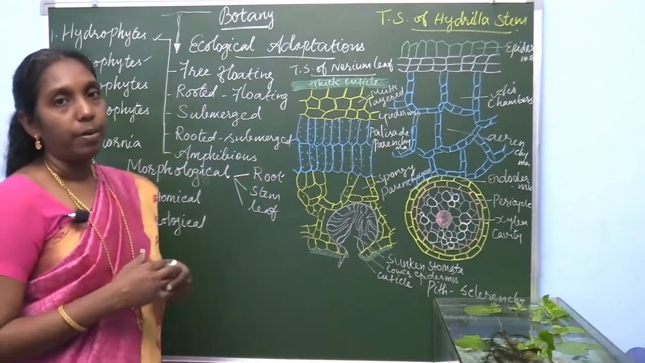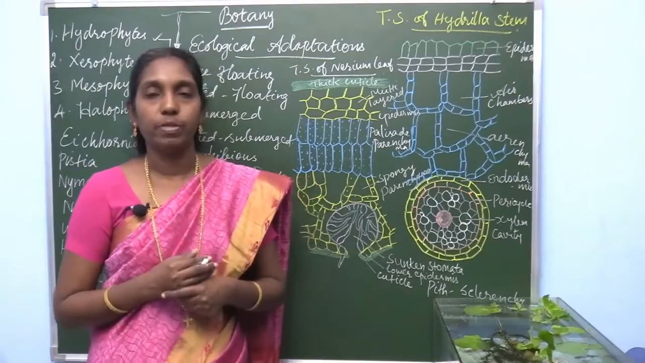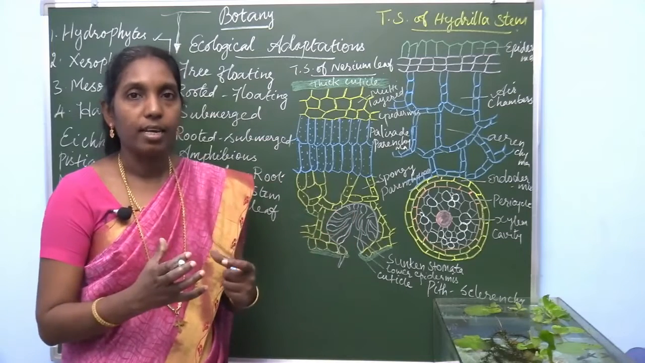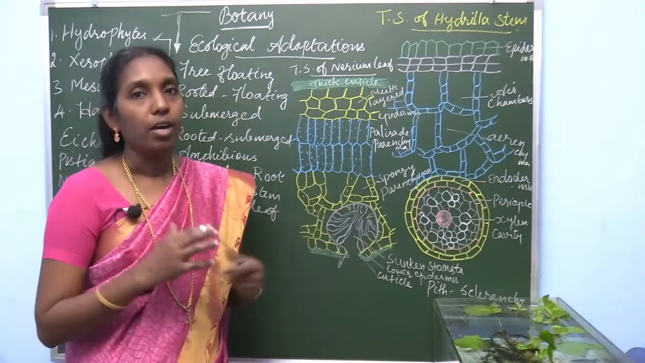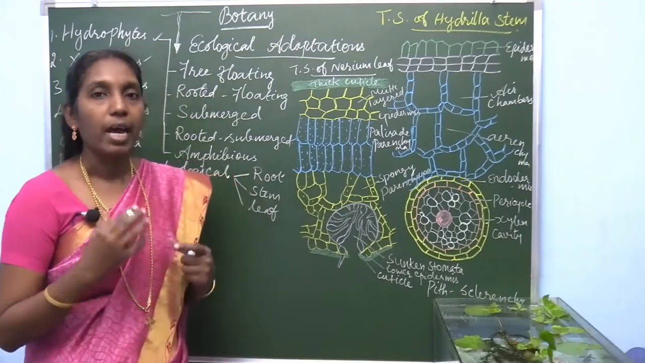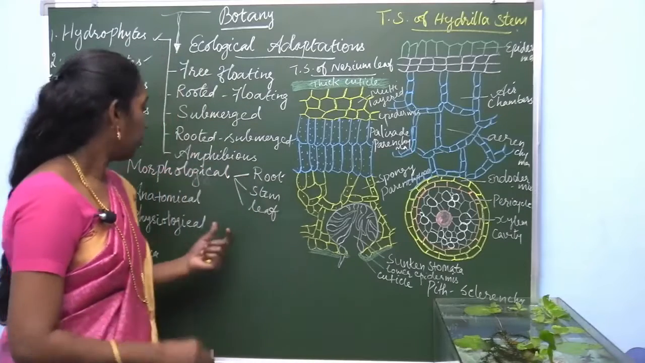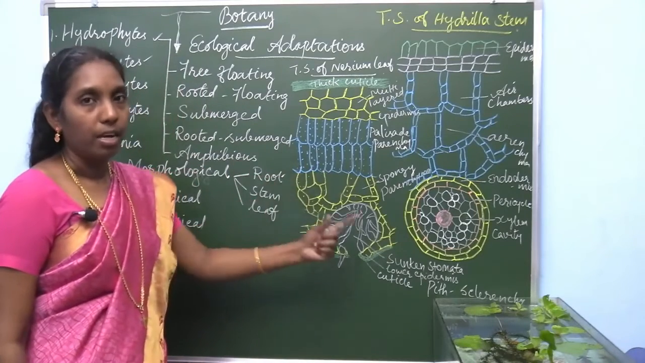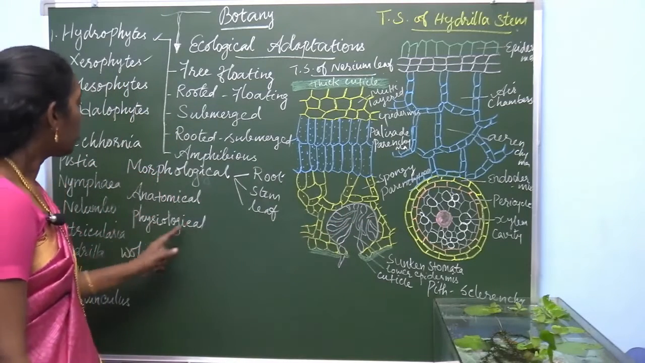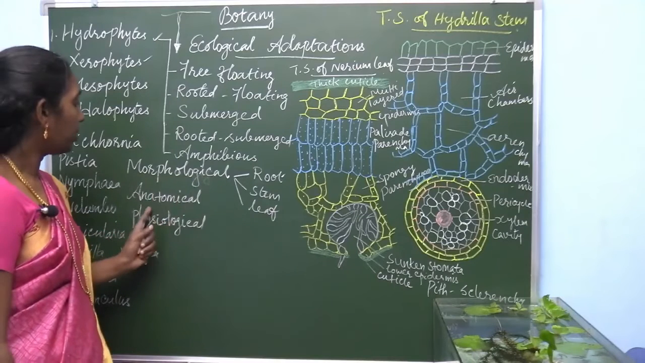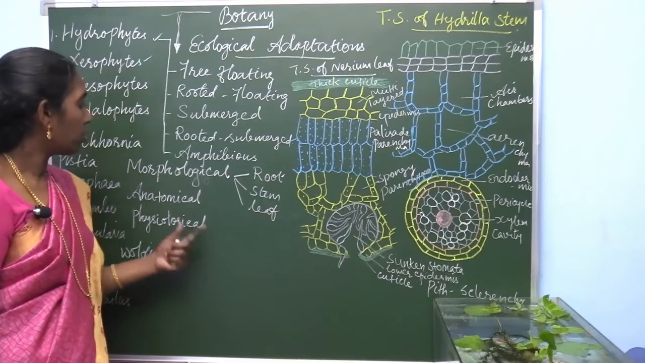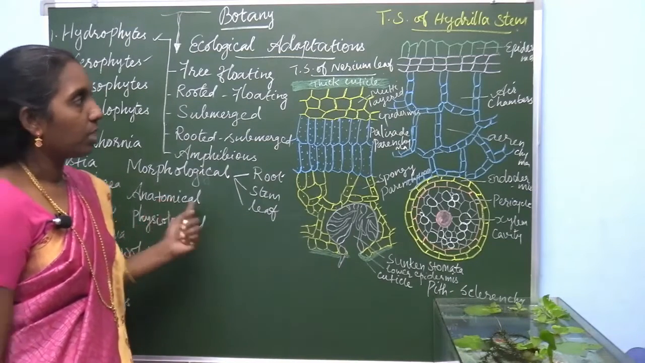Then physiological adaptations. What are the physiological adaptations? Physiologically, these hydrophytes can withstand anaerobic conditions, because the plants possess some aerating structures. So they can withstand anaerobic conditions. That is the physiological adaptation. All these questions are important: morphological, anatomical, as well as physiological adaptation. Physiological adaptation is a 2 mark question, anatomical adaptation is a 5 mark question.